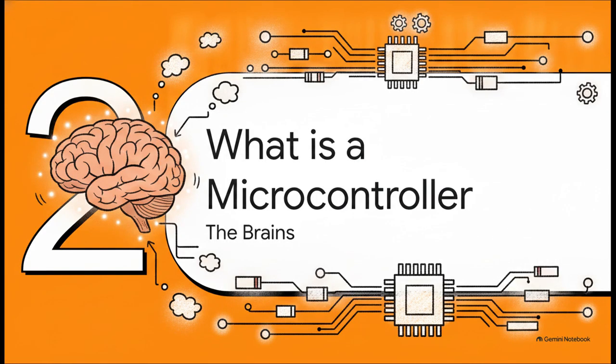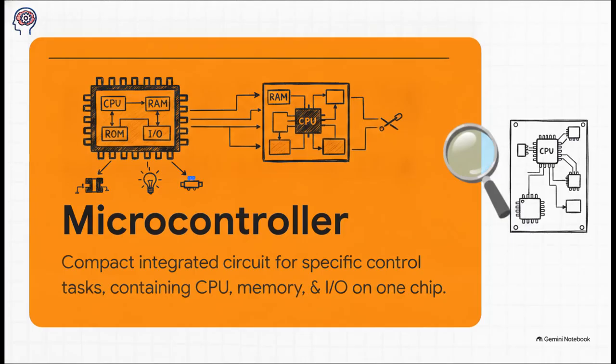Moving right along to Section 2. What is a microcontroller? We're zooming in on the brains of the operation here. A really crucial concept to lock down is that a microcontroller is a compact, integrated circuit designed to perform specific, control-oriented tasks. But here is the defining characteristic, the part that totally separates it from a standard microprocessor.